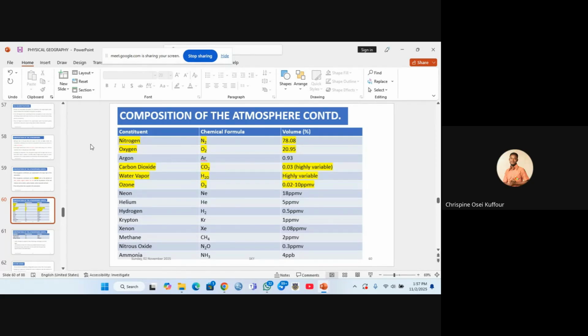Okay, Crispin. So I also talk about water vapor. Yes, you are correct. Water vapor helps regulate Earth's temperature by trapping heat.